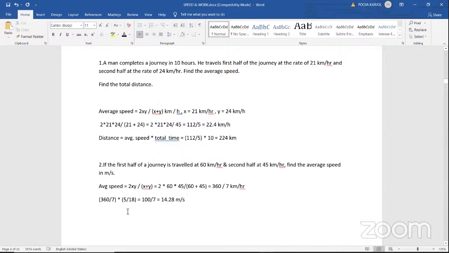Again, same as I told before. If you want to convert kilometer per hour to meter per second, you have to multiply it by 5 by 18. So this one, 360 by 7 into 5 by 18, will give you 14.28 meter per second. Okay. I hope there's no doubt.